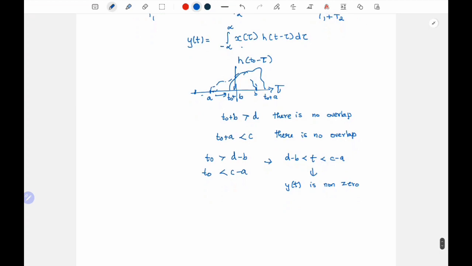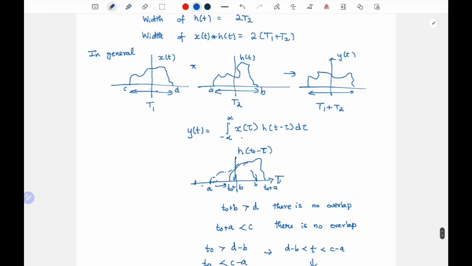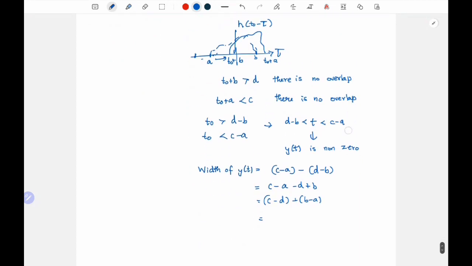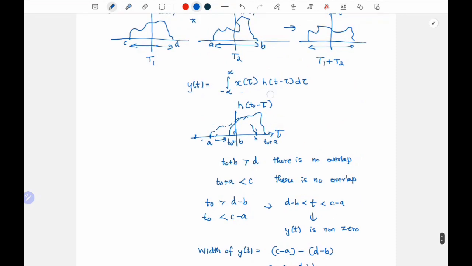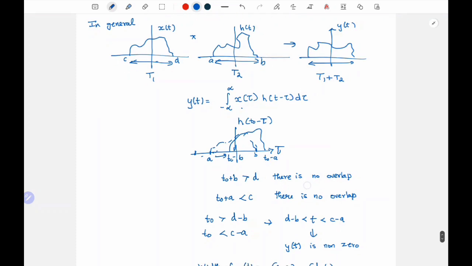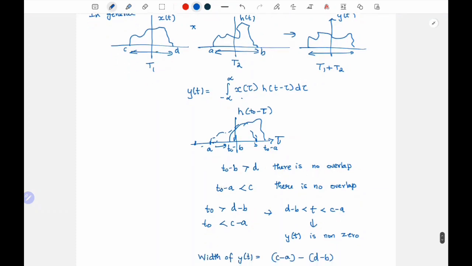Okay. So what is the width of y of t? Width of y of t is nothing but C minus A minus of t minus b, which is nothing but C minus A minus d plus b. So you can just take these two terms together, minus plus b minus A. And if you see C minus d is nothing but this extent, right? Again I think there is a factor of minus missing because when you flip it, this will actually go to minus b and minus a. So here it will be minus b minus a.